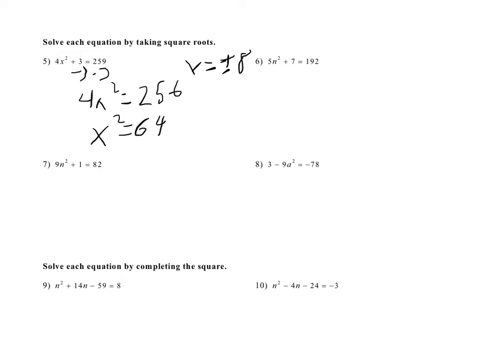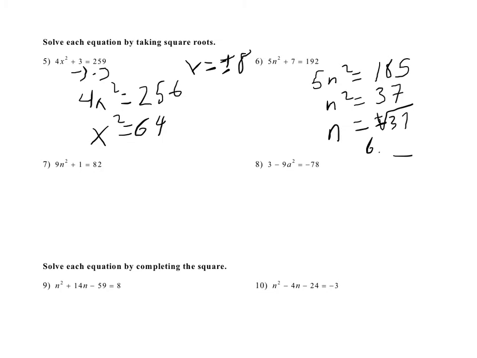Okay, number 6, subtract 7 off. Should get 5n squared is equal to 185. n squared then equals 37. My answer then is plus or minus the square root of 37, which is 6 point something. I don't have it on my worksheet right now, but it sums out to something like that.